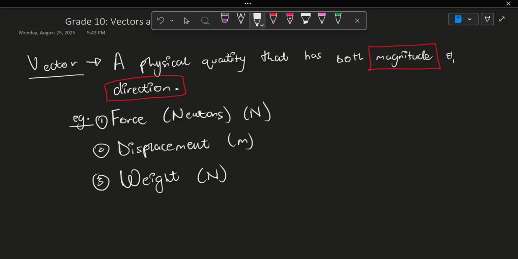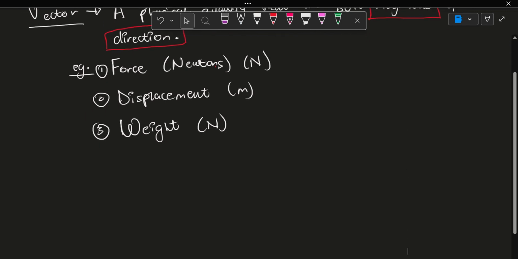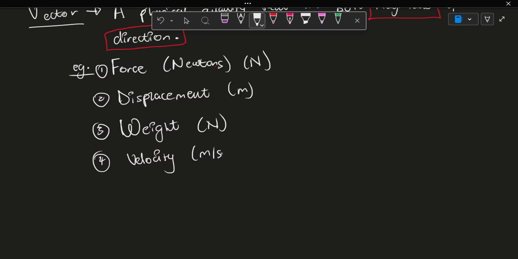Okay, now we've looked at force, we've looked at displacement, we've looked at weight. Another final example of a vector would be velocity, and that is in meters per second. Someone else could have written it differently, it's the same thing. It really doesn't matter how you write it as long as you write it correctly.